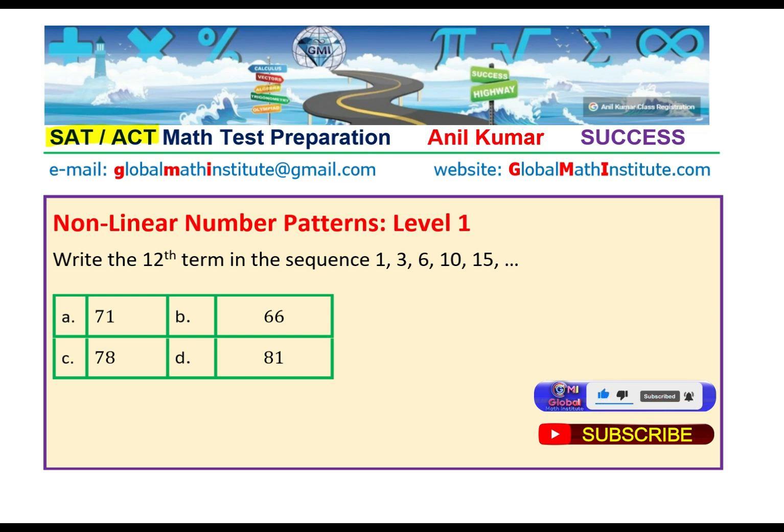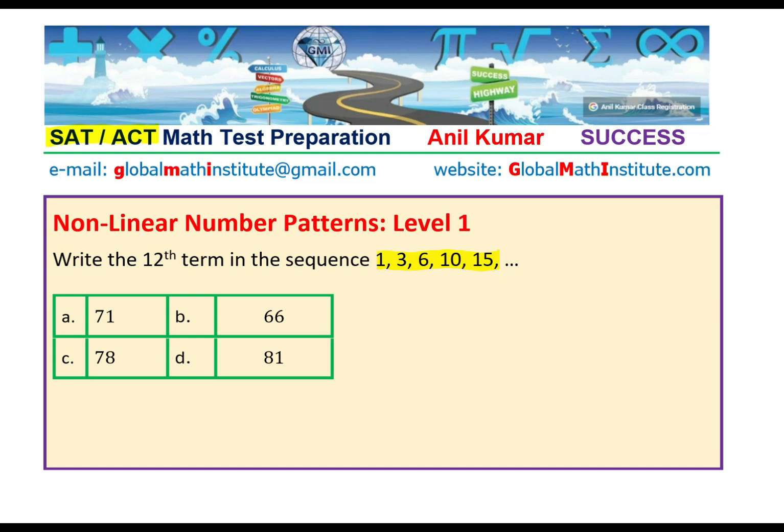So, the question here is write the 12th term in the sequence 1, 3, 6, 10, 15. How do you find the pattern? Now, 1, 3, 6, 10, 15. If I go with the first difference, 1 and 3, the difference is 2. And between 3 and 6, it is 3. And then it is 4. And then it is 5. So clearly, we notice that it is non-linear.